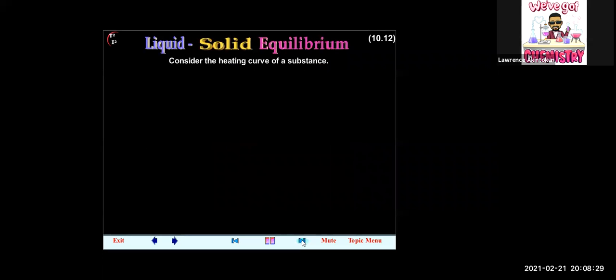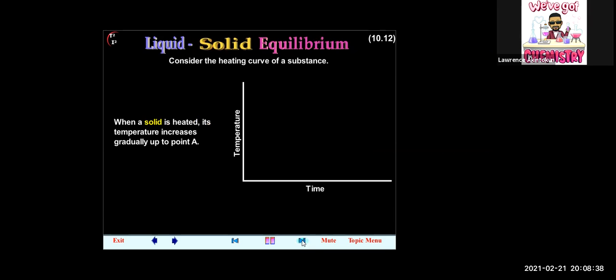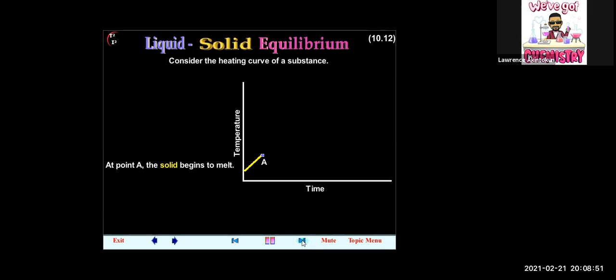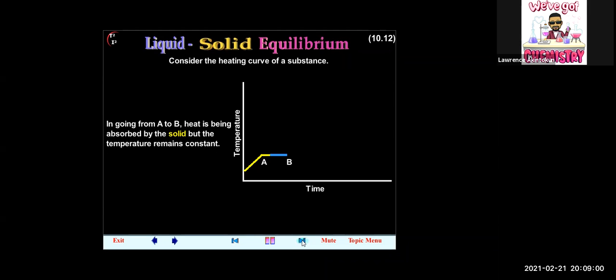Consider the heating curve of a substance. The heating curve is a plot of temperature versus time. When a solid is heated, its temperature increases gradually up to point A. At point A, the solid begins to melt. This is defined as the melting point of the solid. The line now goes from A to B. In going from A to B, heat is being absorbed by the solid, but the temperature remains constant. Under these conditions, the solid and liquid are in equilibrium.